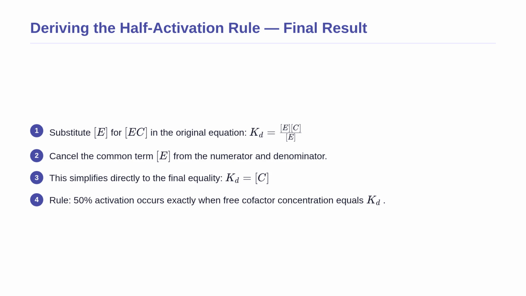We have just proven a fundamental biochemical rule of thumb. Exactly 50% of the enzyme molecules will be activated when the free cofactor concentration exactly equals the dissociation constant.